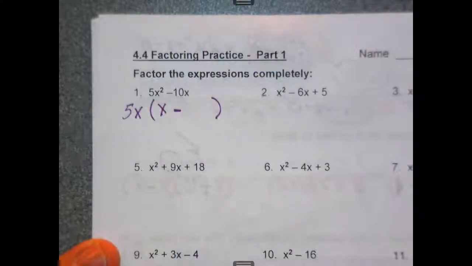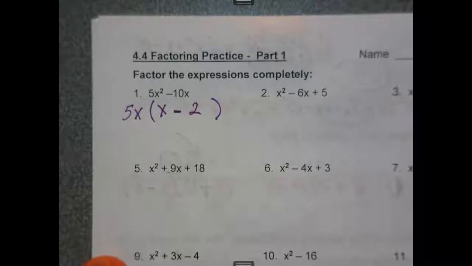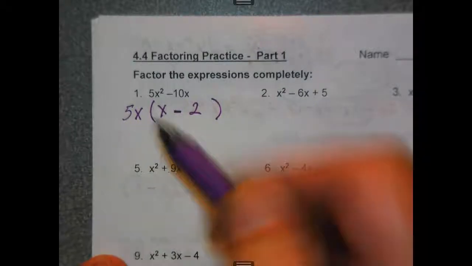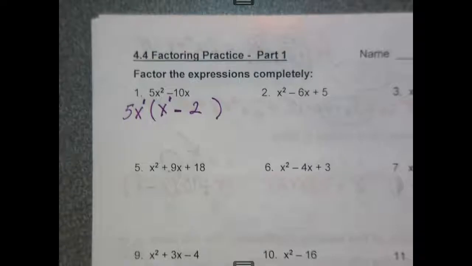What's 10x divided by 5x? 2. Am I completely factored here? Yes. Okay. You can look at that because these are to the first power.